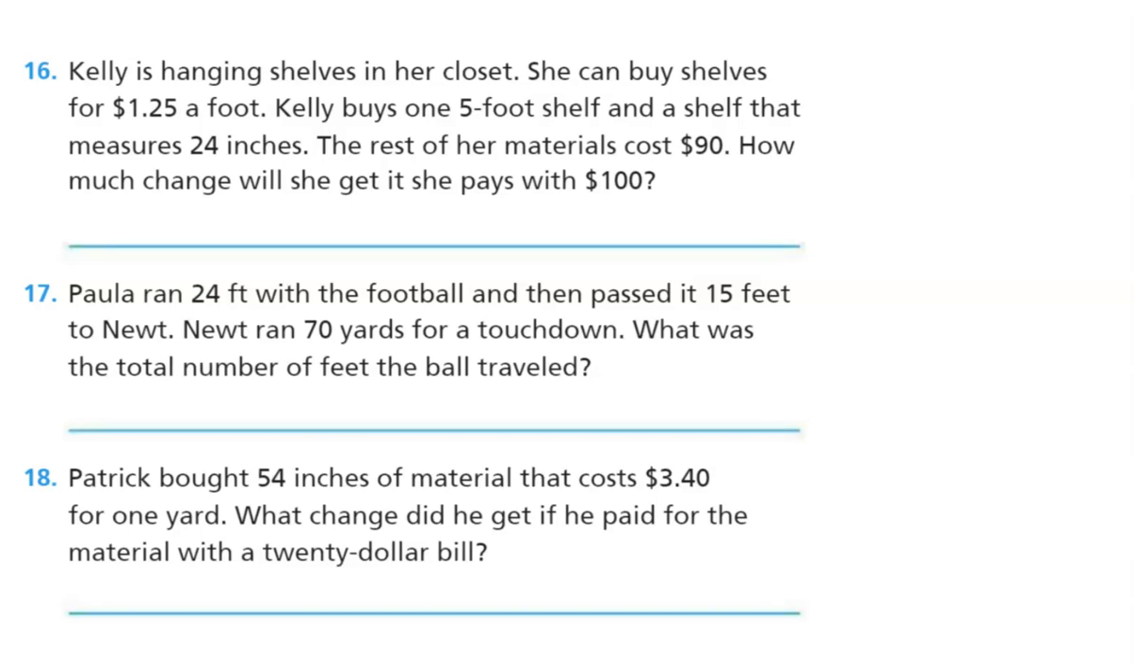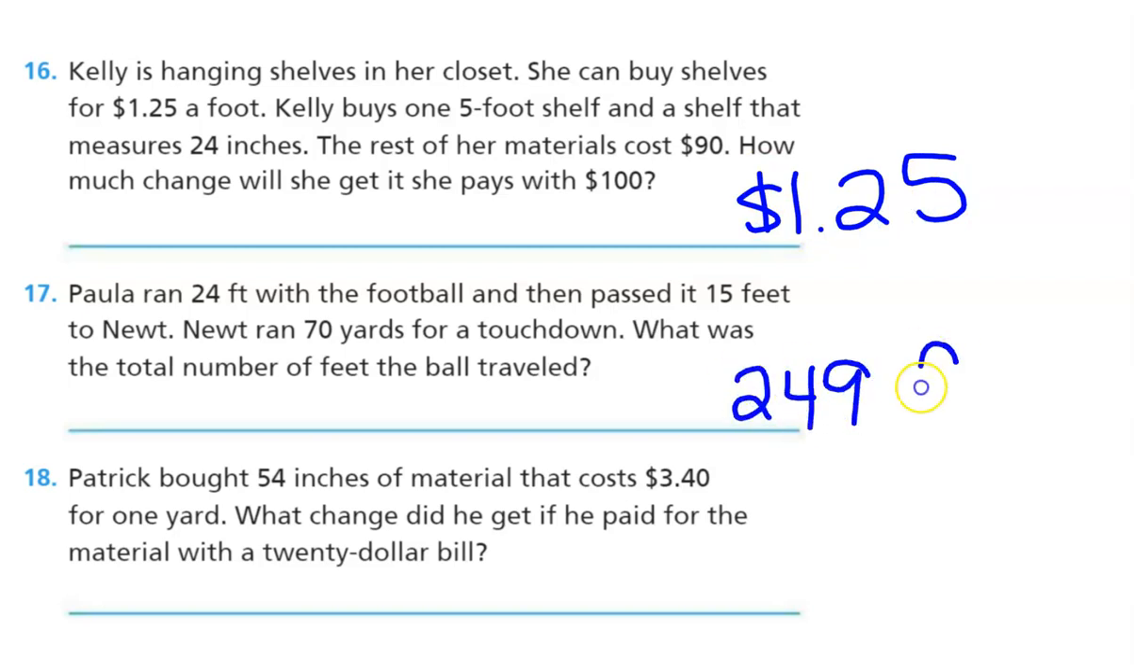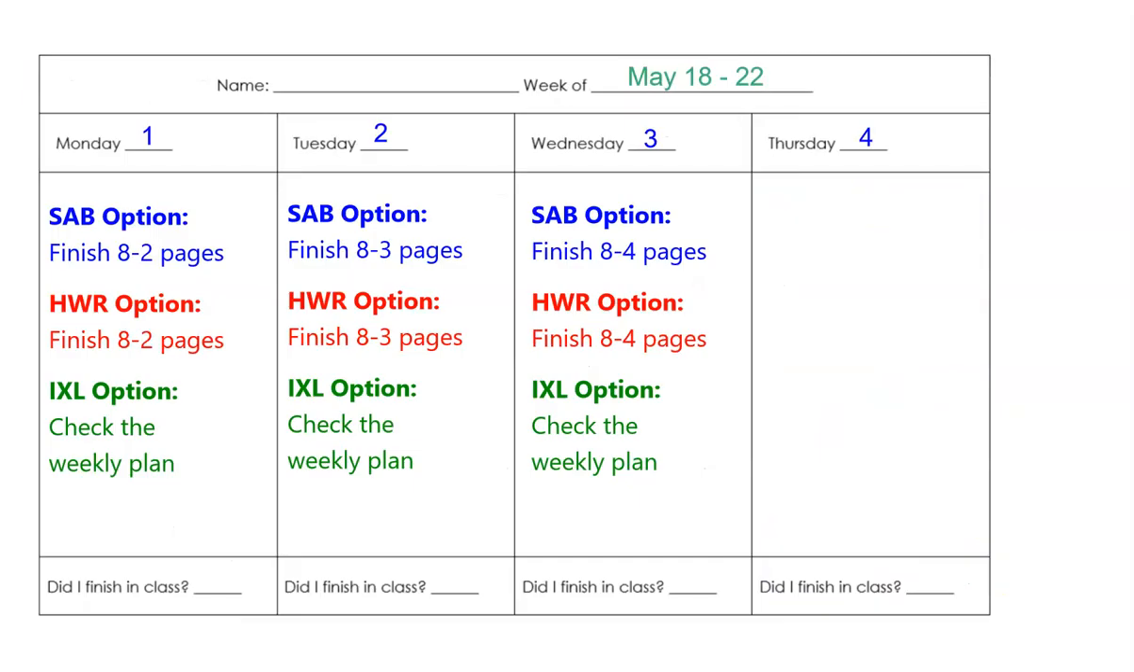The answer to number 15 was $1.25. The answer to number 17 was 249 feet. And the answer to number 18 was $14.90. Okay? So good news. If you just did those 3 problems, you are done for today.